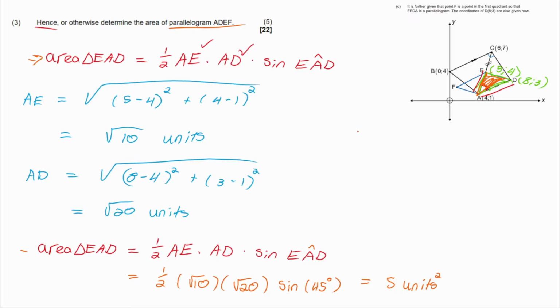So we're not done. We need to say therefore the area of parallelogram ADEF is 10 square units, because it's just double this. Okay, hope everyone was with me there.